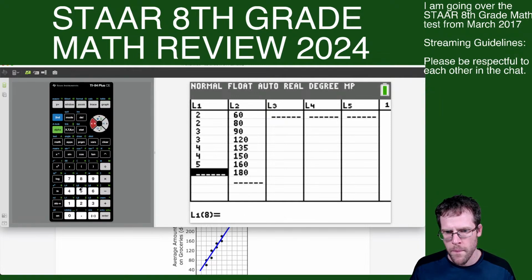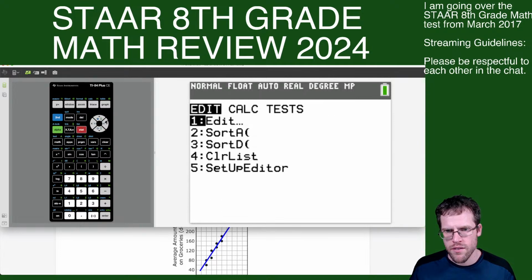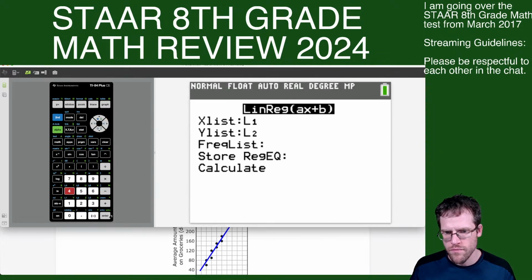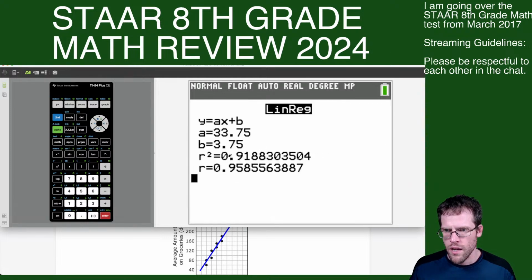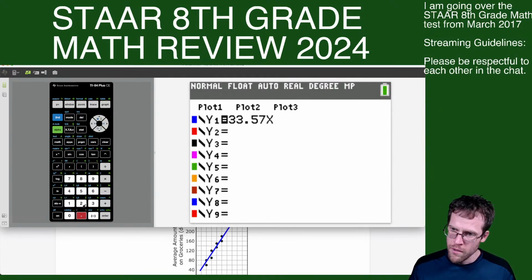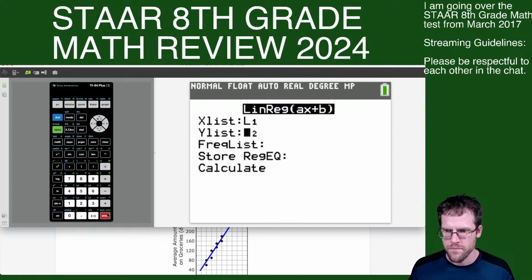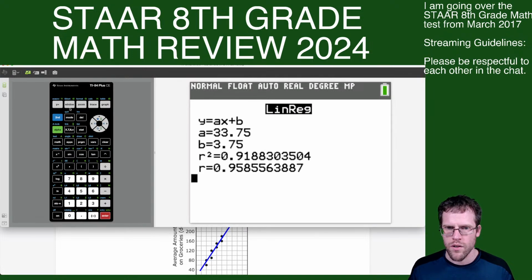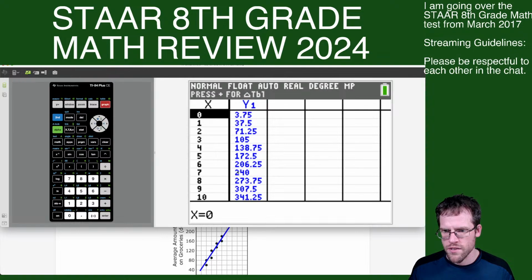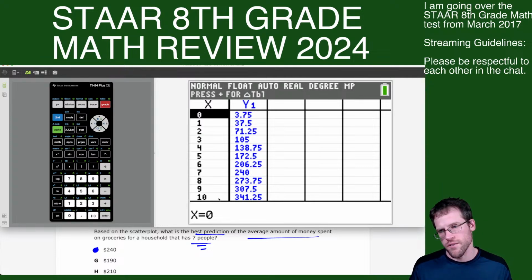Okay. So now I'm going to do stats, calculate linear regression. And the line is 33.75x plus 3.75. Let me just check that those are the numbers. Yep, it was. Now I'm going to go to the table and scroll down to 7, and notice it is exactly 240. So that's pretty awesome.